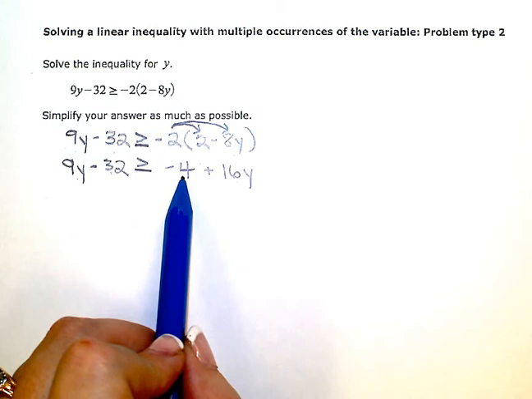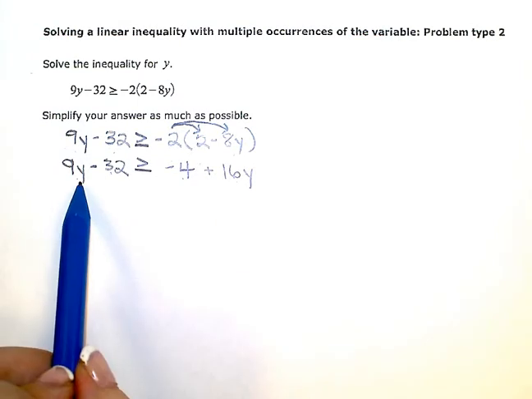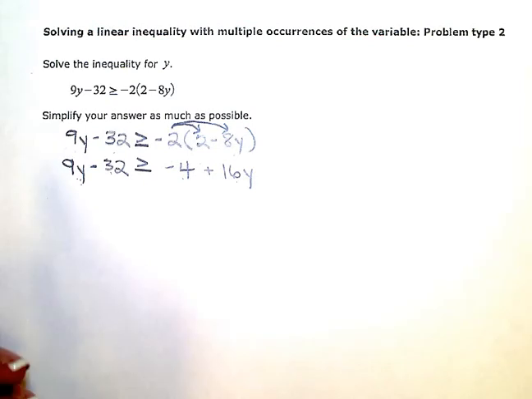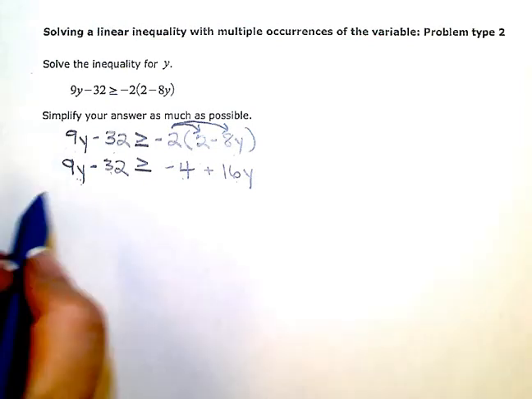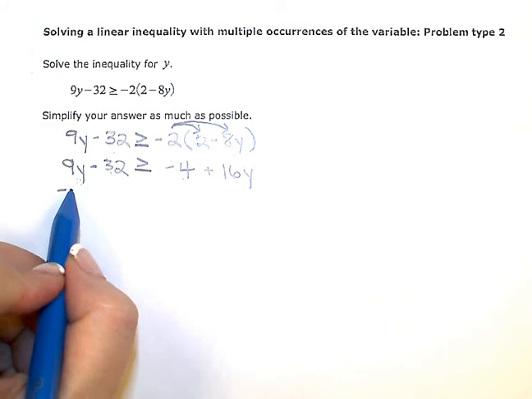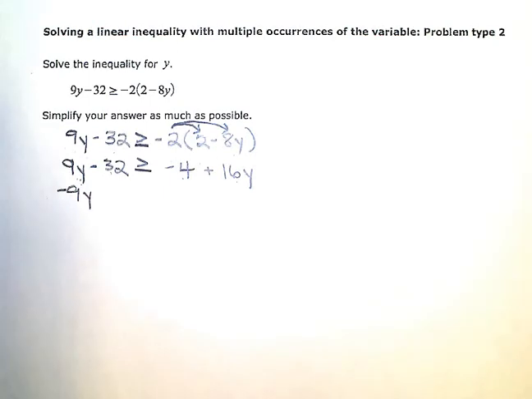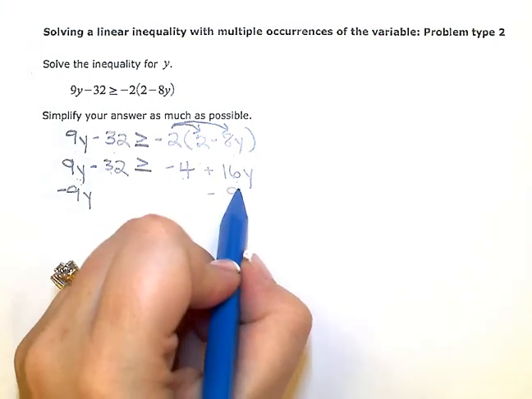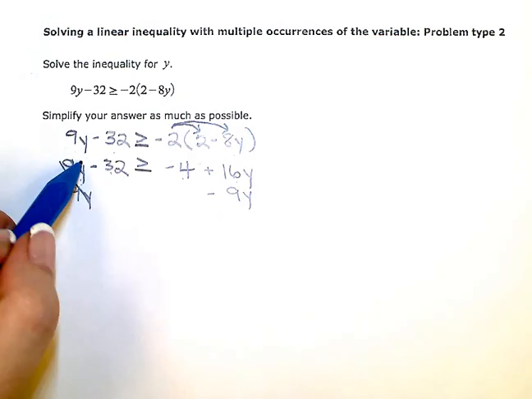So the first thing that I need to do is zero out or eliminate one of the variable terms, so I'm just left with variables on one side of my inequality. So I'm going to subtract the 9y from both sides to zero it out over here on the left.